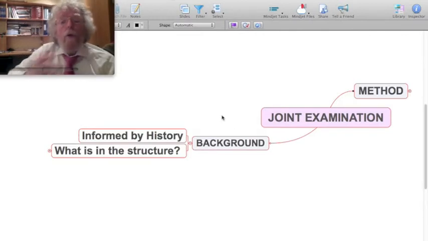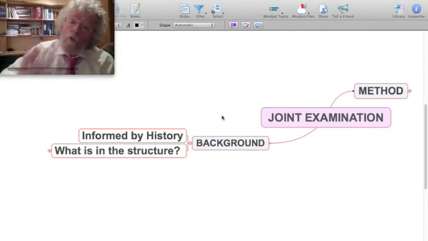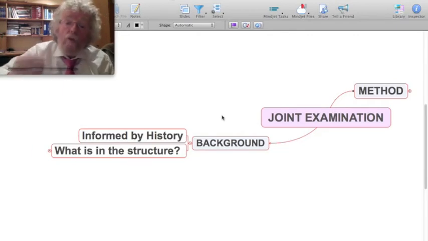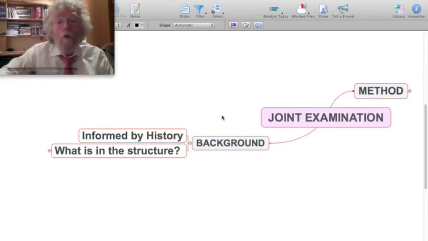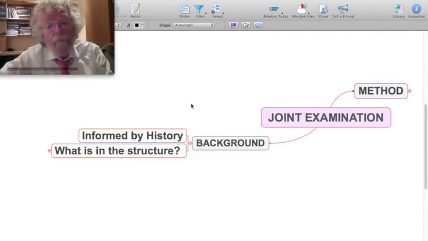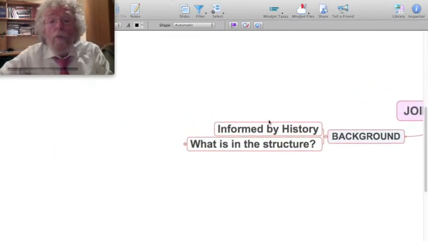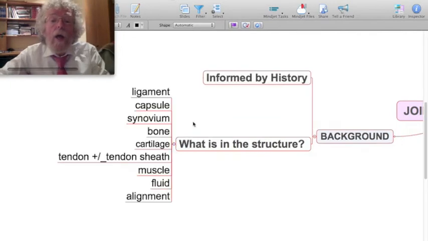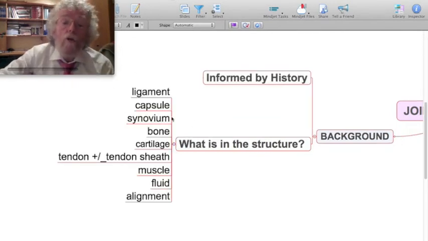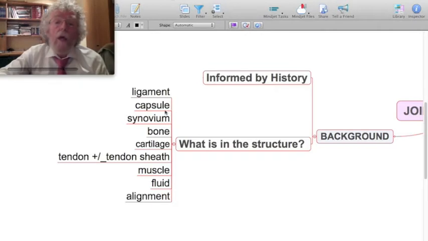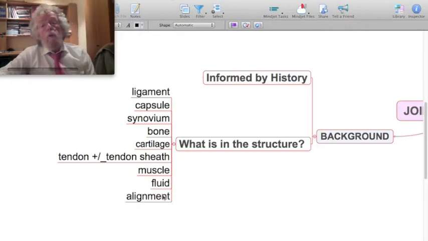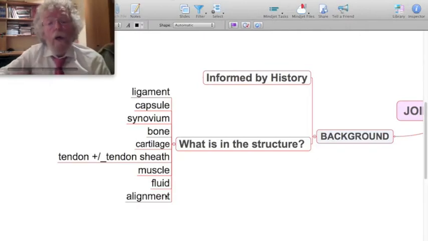Now, consider the joint not as an amorphous mass, but as a series of tissues in a localized area performing a particular function. So, what structures might be involved? Well, inside or on the outside of the joint, you've got the ligaments and capsules. Inside the capsule, one has synovium, bone, cartilage. And then running across the joint, you have tendon sheath with muscle. And then within the joint, you have fluid. And one also has to always think about the alignment of the joint.